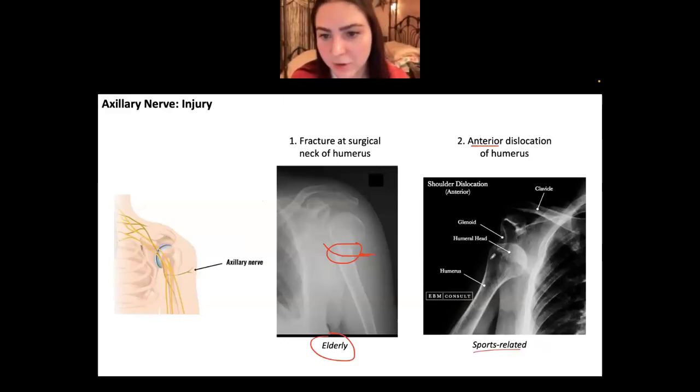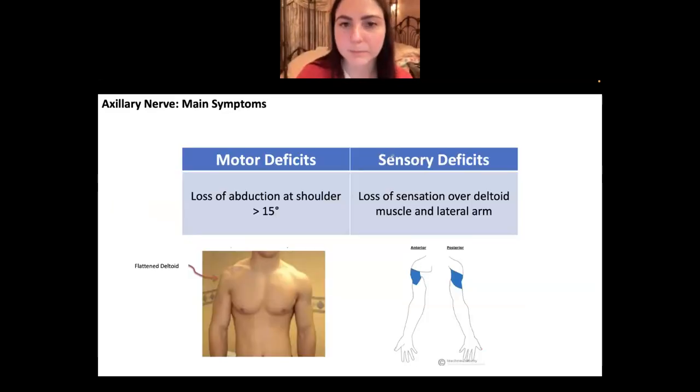Again, you can't really see it, but if you can imagine, the axillary nerve comes behind and then wraps in the front. So if the humerus comes out, it's going to pull the nerve and it can really injure it.